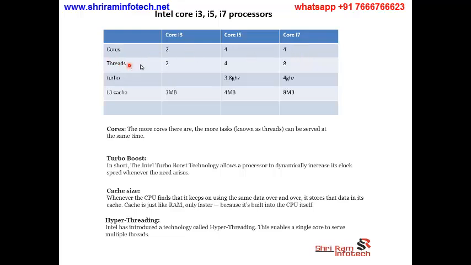The next section is threads. Thread means how they perform, how they function, how they act. So the Core i3 has 2 threads. Core i5 has 4 threads, so it's much better. And i7 has 8 threads. So here i7 is much better and much faster and gives much better performance.